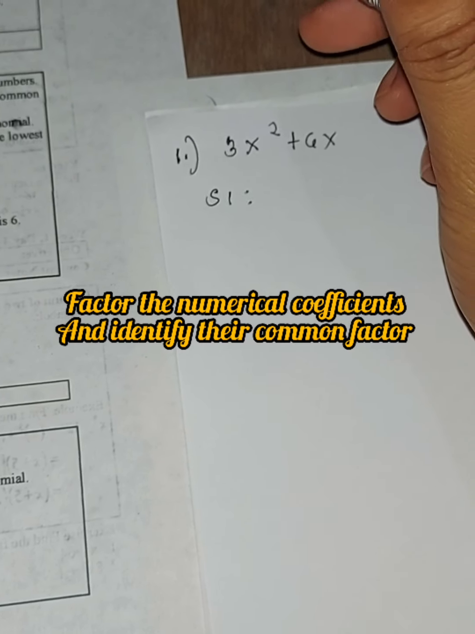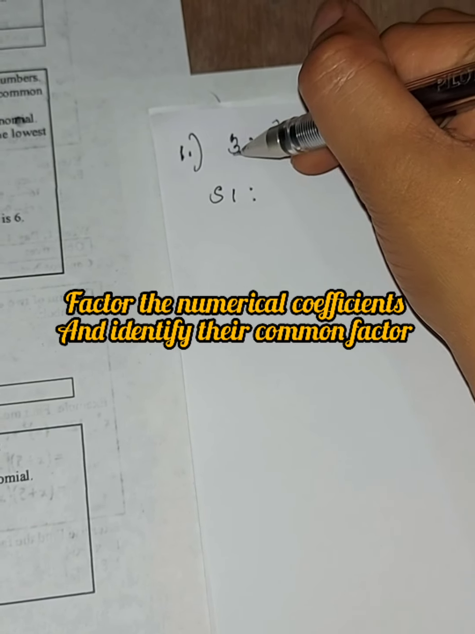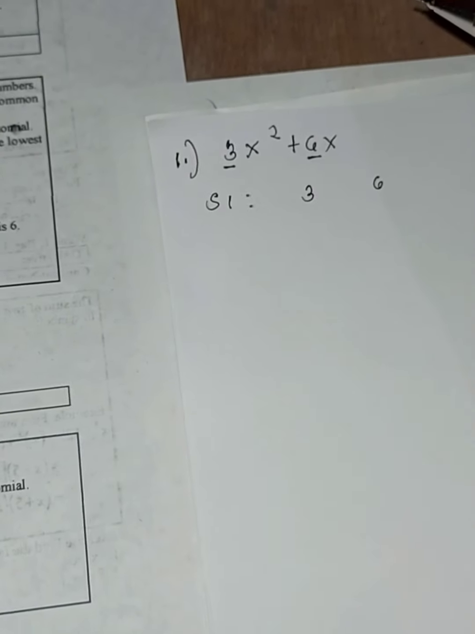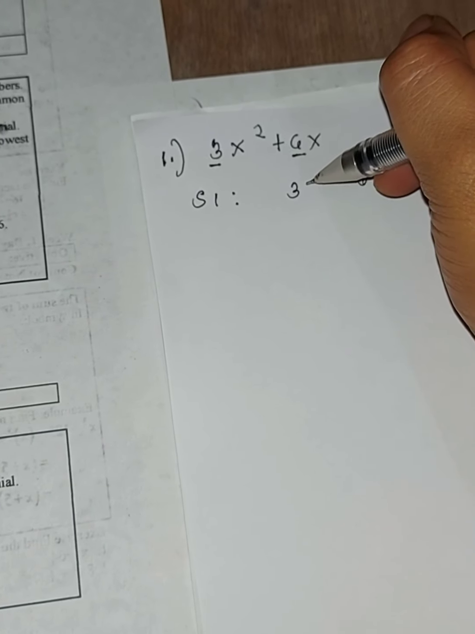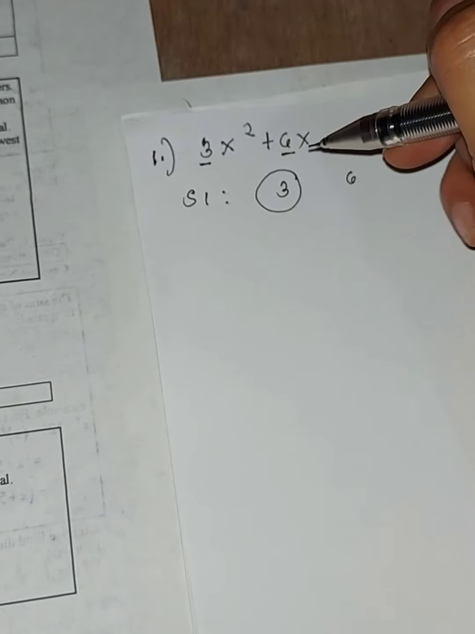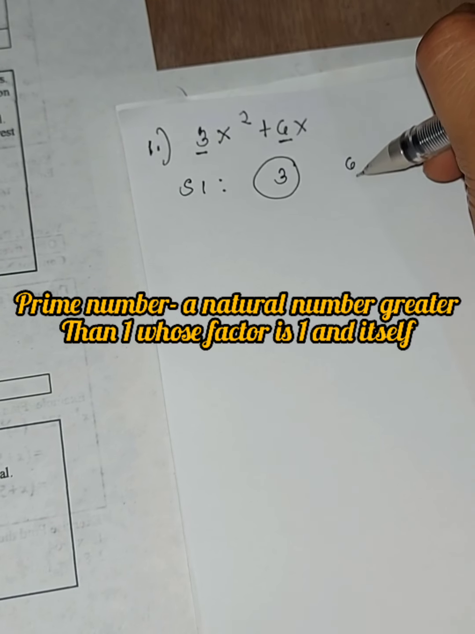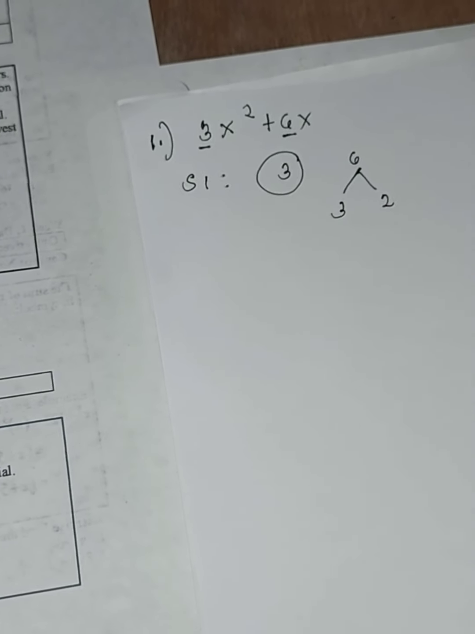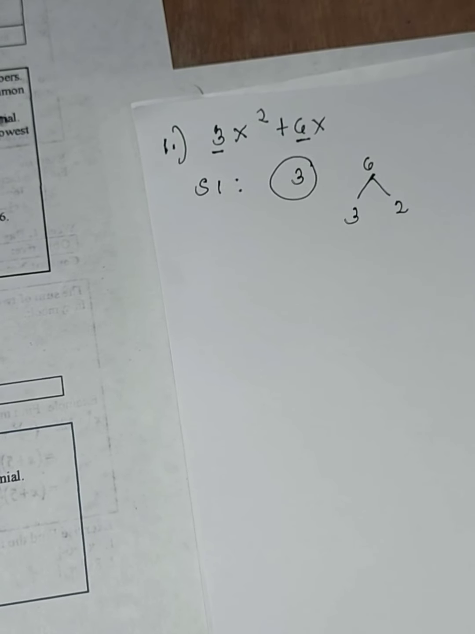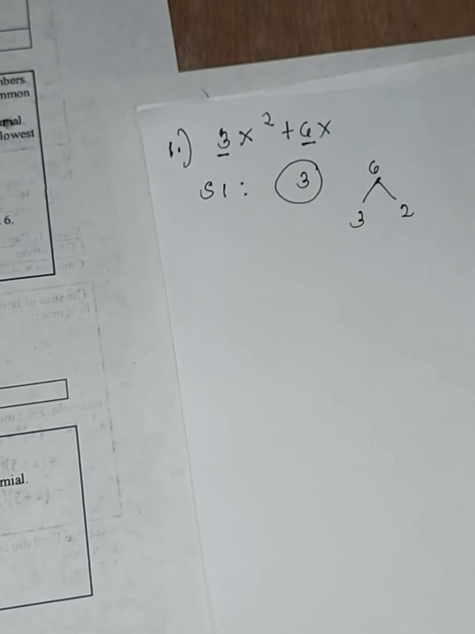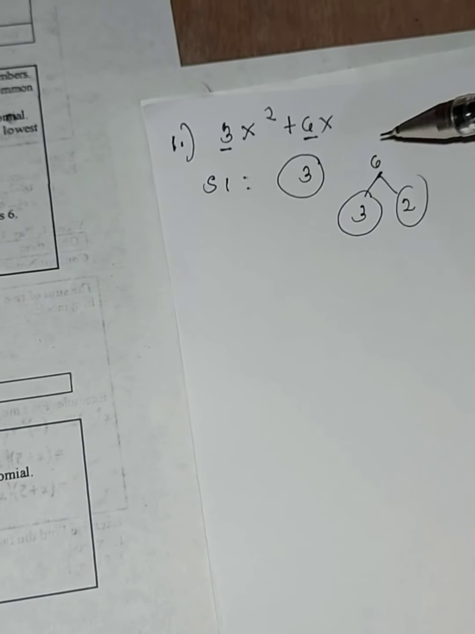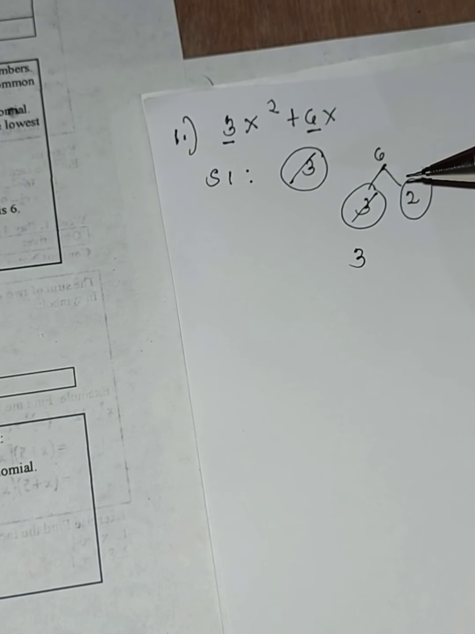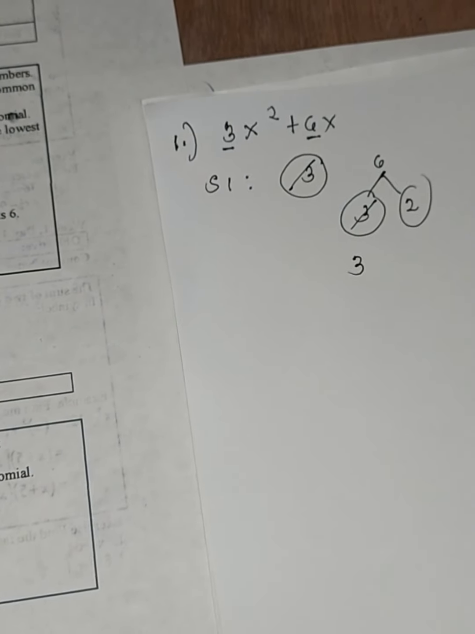First, factor the numerical coefficients. So the numerical coefficients are 3 and 6. Prime factorization. Since 3 is already a prime number, there's no need to factor it. Then 6, the factors of 6 are 3 and 2. And now, let's find out what are the common factors of 3 and 6 based on this result. So we have here 3 and 3. So this is the common factor of their numerical coefficients.